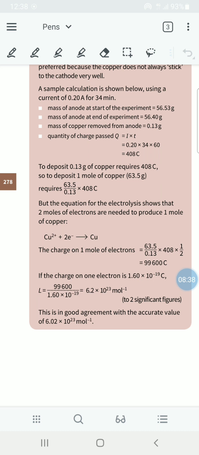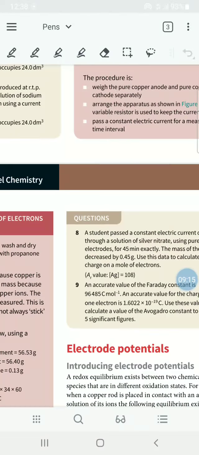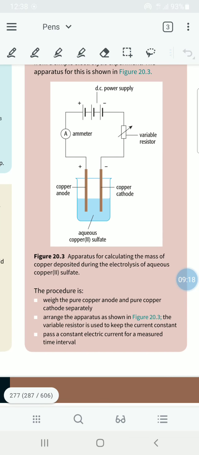So then 99,600 coulombs is the charge of 1 mole of electrons. Then you know the charge of 1 electron. You divide 99,600 by 1.6 × 10 to the power minus 19. Then that will give you an answer of 6.2 × 10 to the power 23 per mole. So this is quite similar to 6.02 × 10 to the power 23 per mole. That is the Avogadro's constant, right? So this is the experiment, and the calculation is described here.